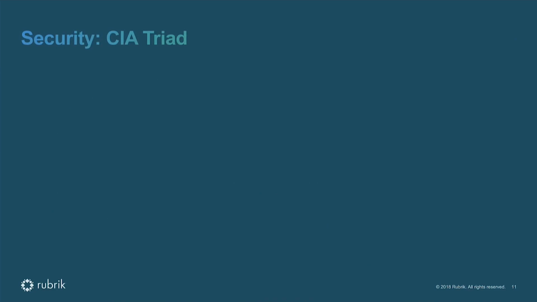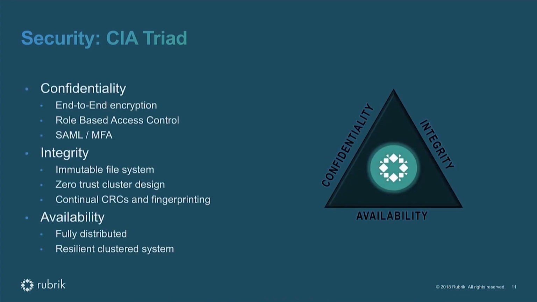So from a security standpoint, Rubrik adheres to the tenets of the CIA triad, or confidentiality, integrity, and availability. It is extremely important to our customers, as well as us, to have confidence in the security of the backups. So what we've done is we've built in security with qualities like end-to-end encryption, role-based access control, and multi-factor authentication.